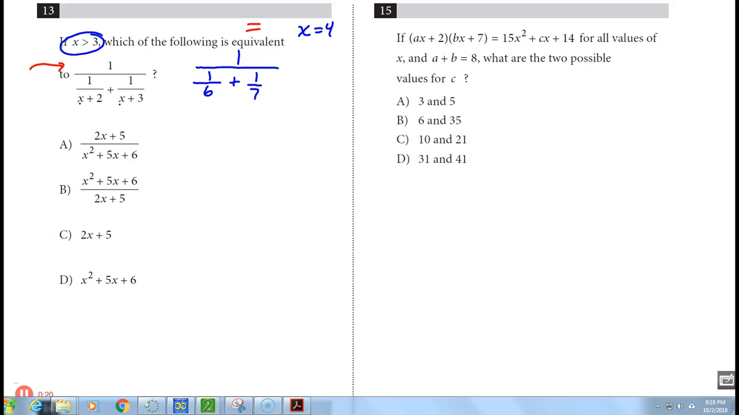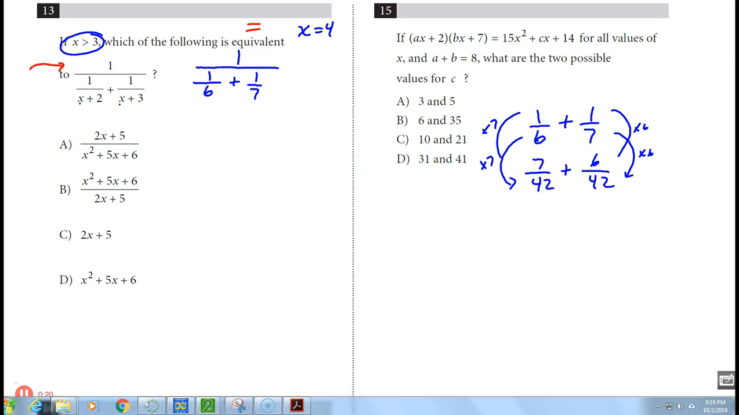So here's where you have a choice to make. You could try to add those two up. If you're really good with fractions, you could quickly add those together by finding a common denominator. The common denominator I would use would be 42. You could say, well, 6 times 7 is 42, so I do 1 times 7. And 7 times 6 is 42, so 1 times 6 is 6. You add those up, and you get 13 over 42. So this is what the bottom is.